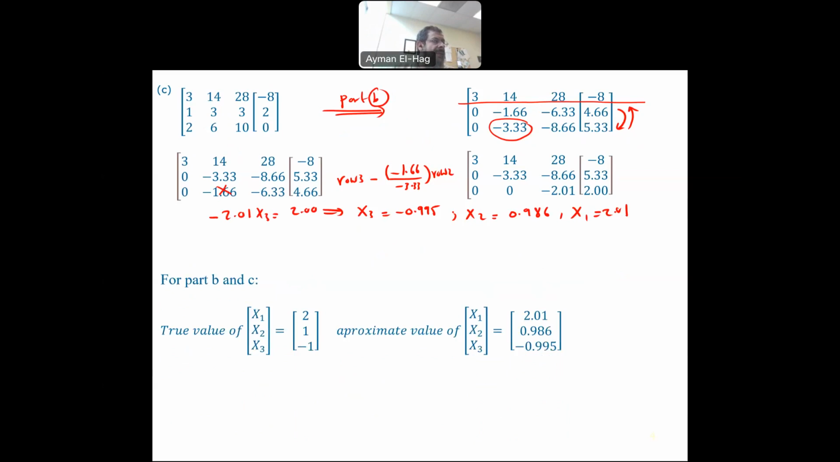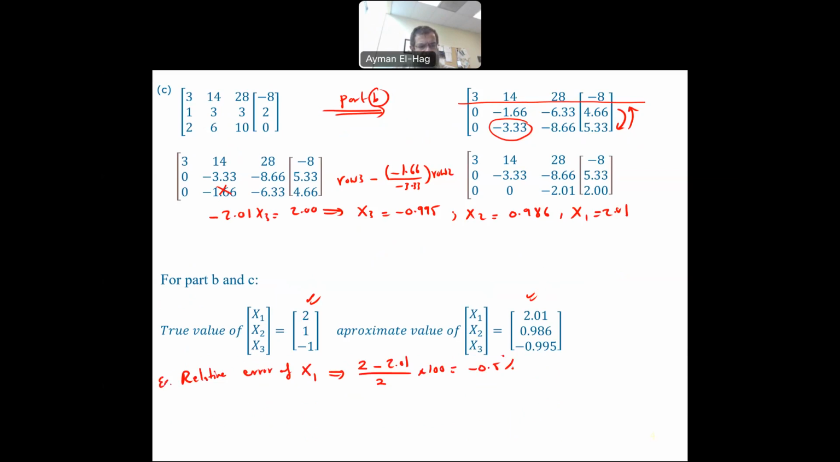Okay, so the exact relative error: we are subtracting the true value, which is here. These are the true values from part A, and this is the approximate value for basically B and C. It is the same thing. So here you will find the exact relative error of x1. It is equal to the true value, which is 2, minus 2.01, divided by the true value, times 100. And this will give you minus 0.5%.